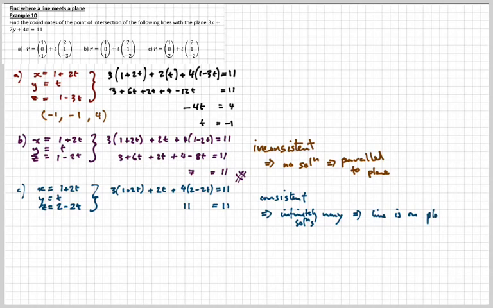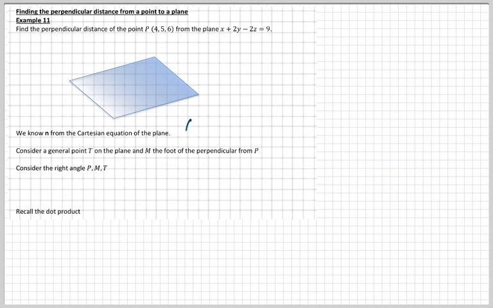Okay, so the difference between consistent and inconsistent in these cases: inconsistent means there are no solutions, so the line is parallel to the plane but not on the plane, and when it's consistent, there are infinitely many solutions and the line is on the plane. Not too bad. Let's move on.